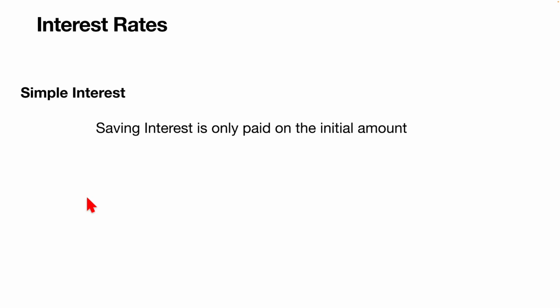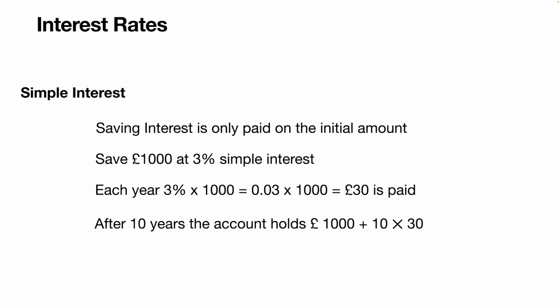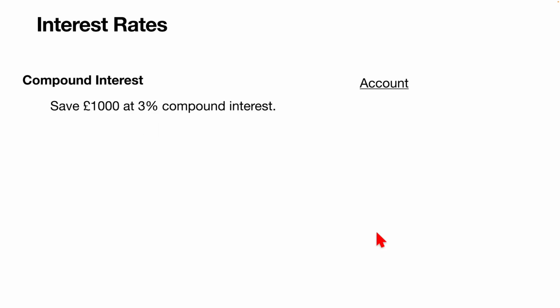Let's look at simple interest again. Savings interest is only paid on the initial amount. So imagine you save £1,000 at 3% simple interest. Each year, 3% times 1,000, or 0.03 times 1,000, or £30 is paid or added to your account. After 10 years, the account holds £1,000, which is your initial money, plus 10 payments of 30, which is £1,300. Nice.